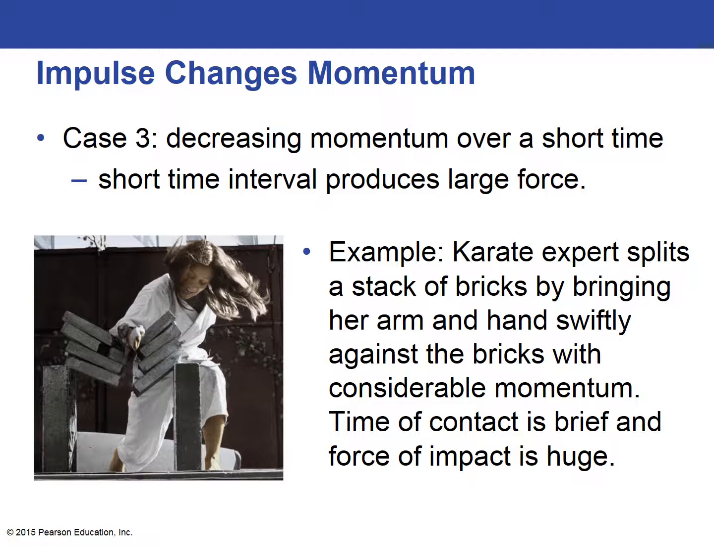And we want to make that time of impact to be as short as possible. Now, regardless of how she brings her hand down, the change in momentum is going to be the same. It'll be her initial velocity times the mass of the arm, and then the velocity goes to zero. So that's going to happen regardless of how fast she brings her arm down.